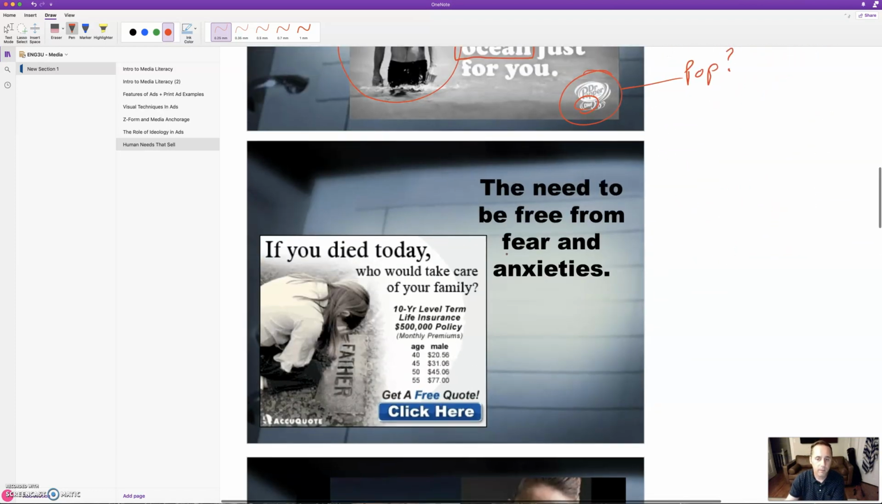Okay, the need to be free from fear and anxiety. We don't want to have fear and anxiety all the time. So, "If you died today, who would take care of your family?" Ten-year level term life insurance, $500,000 policy, etc. Here are the ages given for the policy and who's targeted. Male. So this is for men and specifically fathers being targeted.